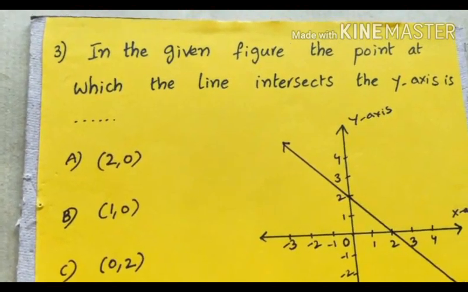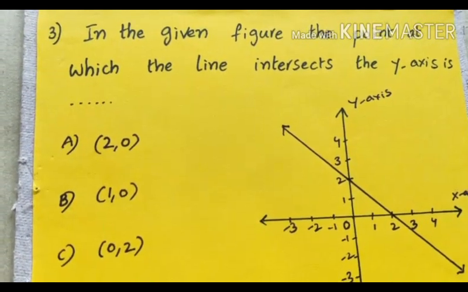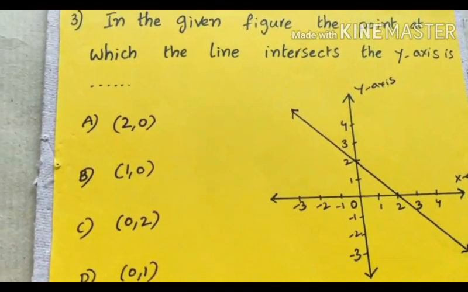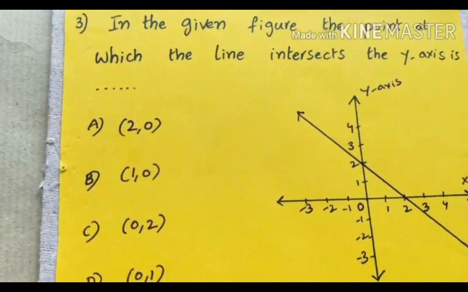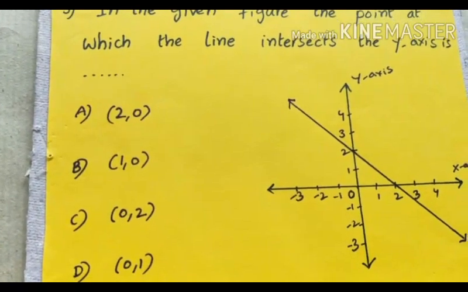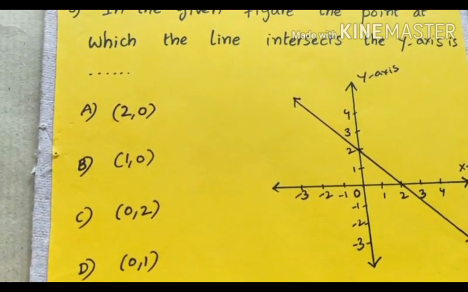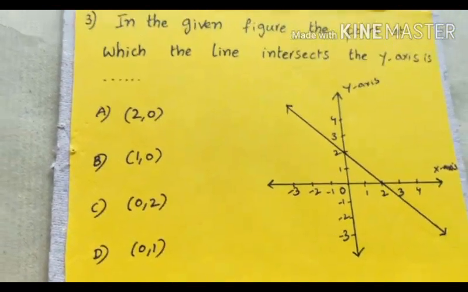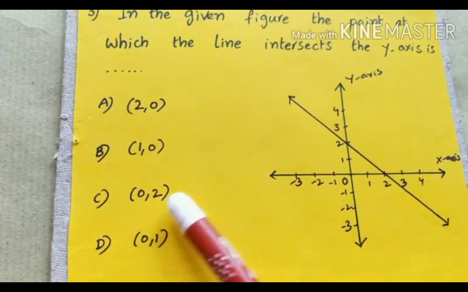Third question: in the given figure, find the point at which the line intersects the y-axis. The line intersects the y-axis at 2 units. Each point on the y-axis has x-coordinate 0. Therefore the point is (0, 2).